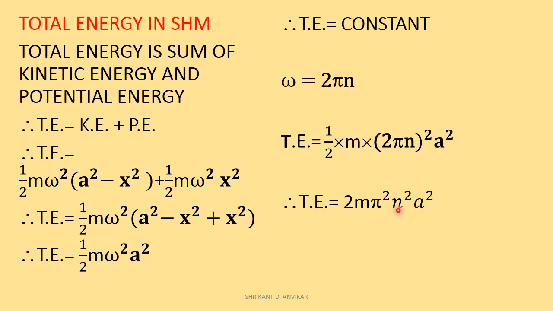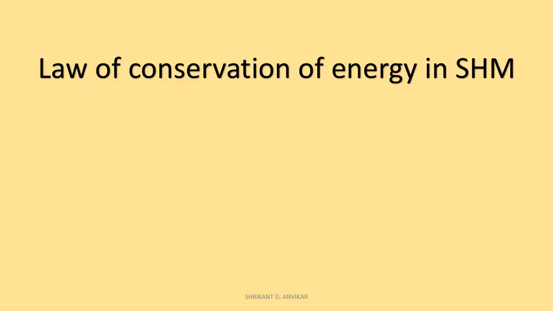From this equation we can say that total energy is directly proportional to the square of frequency, when amplitude and mass of the particle are constant. We can also say total energy is directly proportional to the square of amplitude.